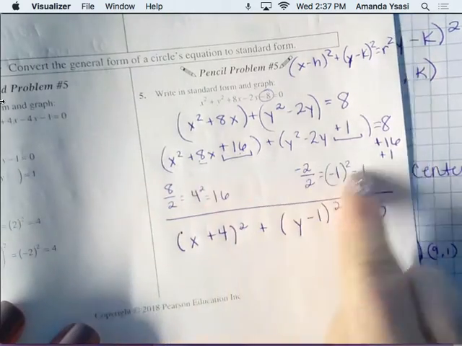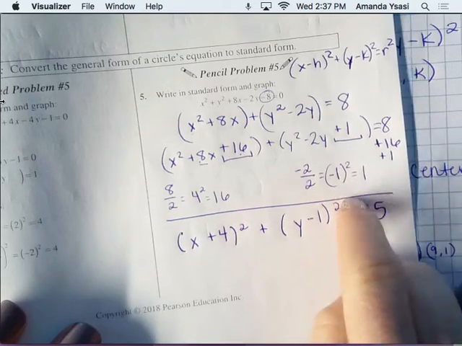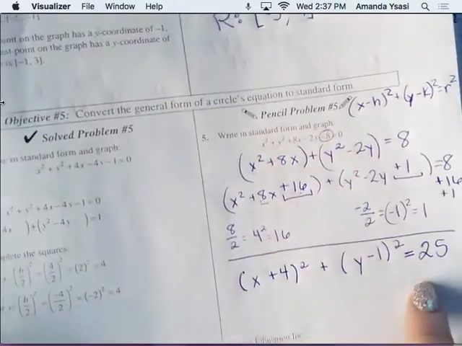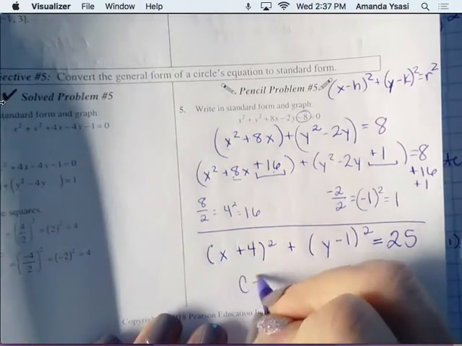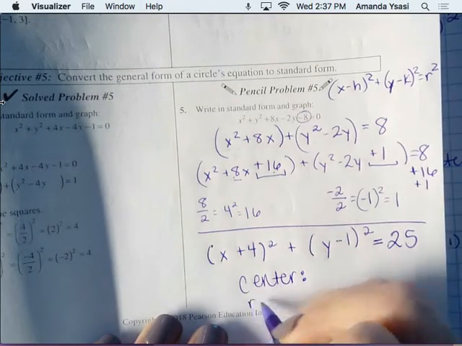So if this part was confusing to you, you're going to have to go back to our notes of how we completed the square. And then the last part of this problem says to graph it. So we need to find the center and the radius.